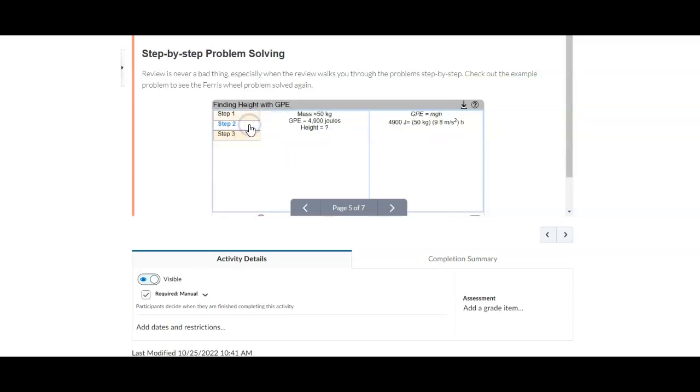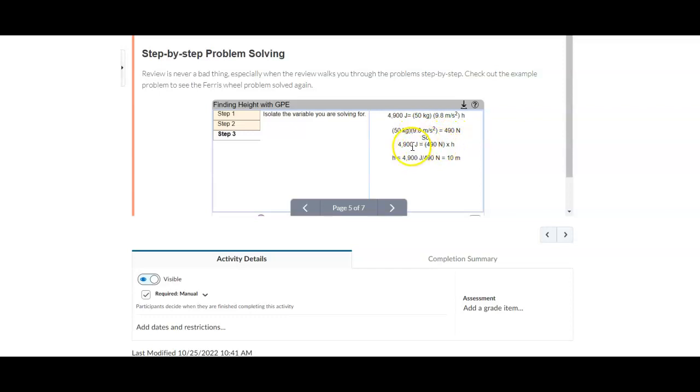So step 2, here is everything we have and what we're looking for. And so our known is the GPE, 4,900 joules, equals 50 kilograms times 9.8 times the height. And now we've got to figure out the height. So if you isolate the variable that you're solving, we've still got to multiply this out. So the 50 times 9.8 is 490.